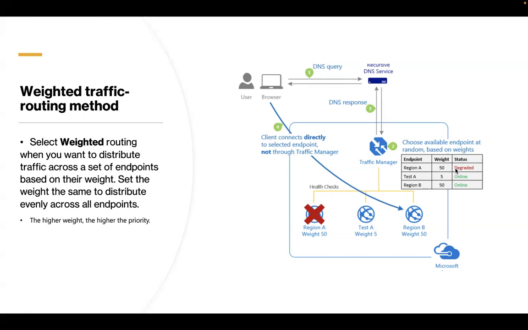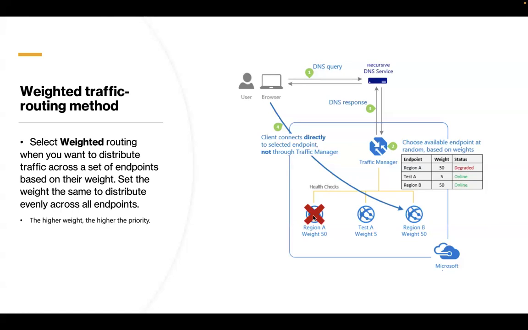And in this case, test region A is degraded, so it is not online. Then the requests will be left with only two endpoints, test A and region B. Out of these two endpoints, this has the higher weight, 50, so most of the requests will go to region B. And even if region B goes down, it goes to test A.